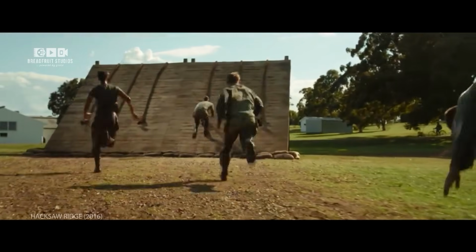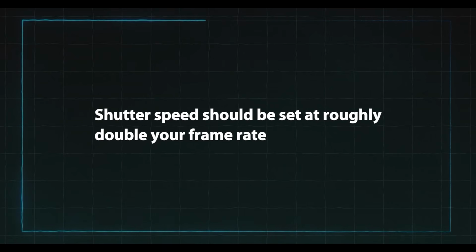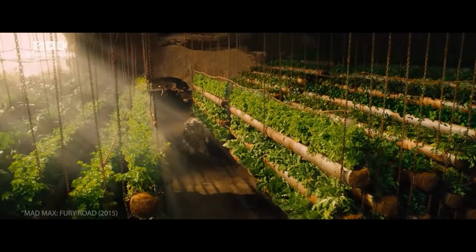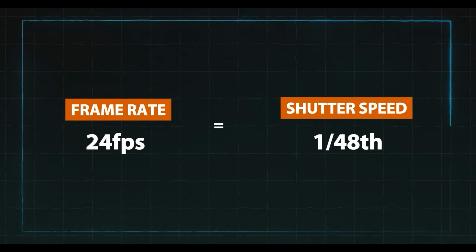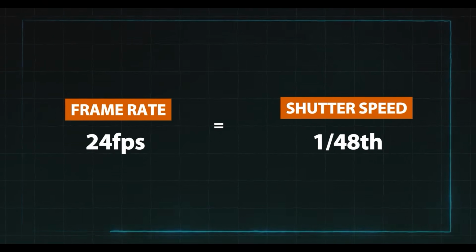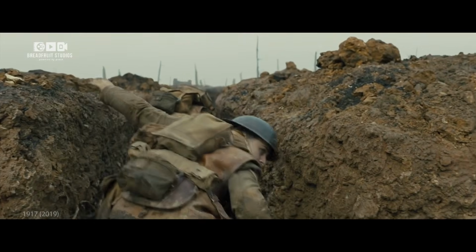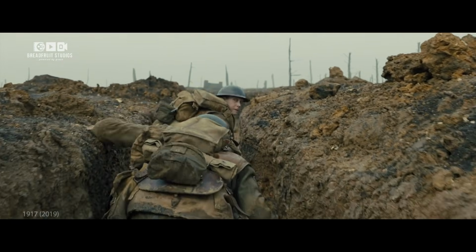This rule suggests that your shutter speed should be set at roughly double your frame rate. For example, if you're shooting at 24 frames per second, your shutter speed should be around 1/48th of a second. This creates a balanced amount of motion blur, mimicking what the human eye naturally sees.